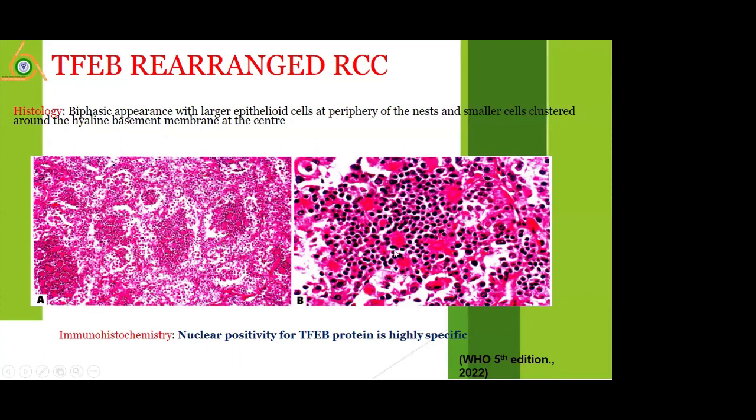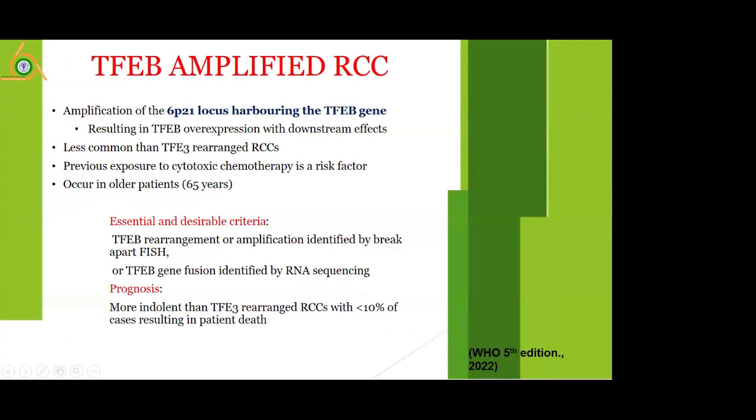Next. So another new entity which they have now added in these translocation associated RCCs: one is TFE3 translocation, then TFEB rearrangement, and TFEB amplified RCC. So this has a different molecular basis. Here you have amplification of the short arm of chromosome 6, which harbors the TFEB gene. And here there is no translocation, it is just the amplification resulting in TFEB overexpression and downstream effects.